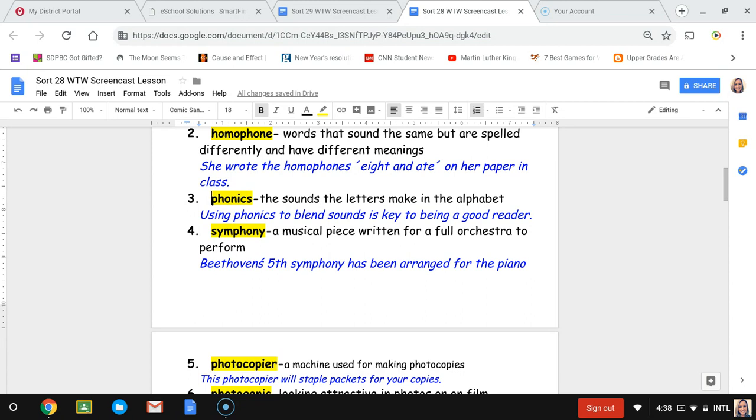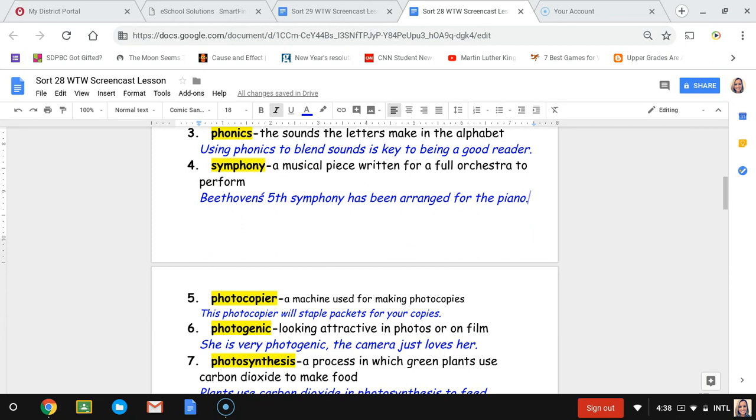Number 4, symphony. A symphony is a musical piece written for a full orchestra to perform. The sentence that I have is, Beethoven's 5th Symphony has been arranged for the piano. So it's when you have a full orchestra of instruments playing together.